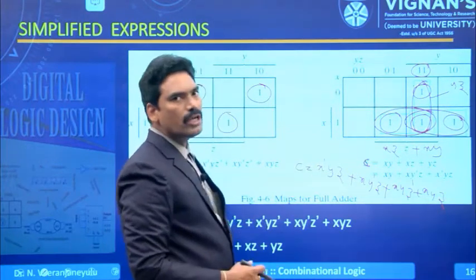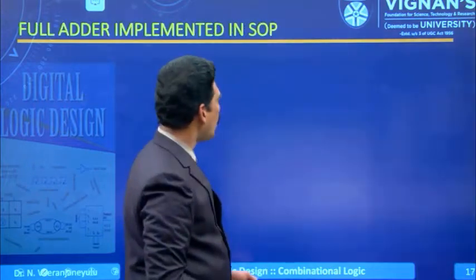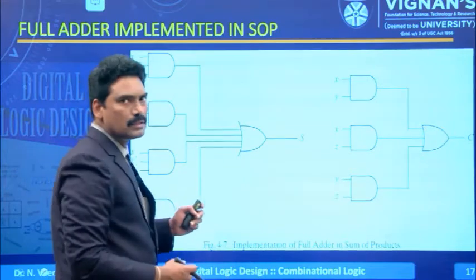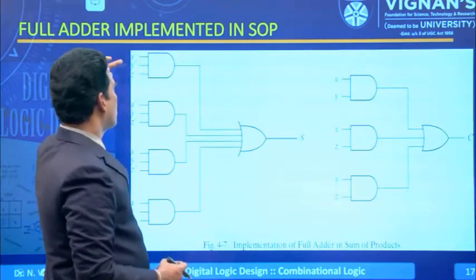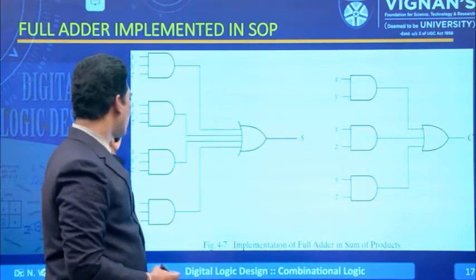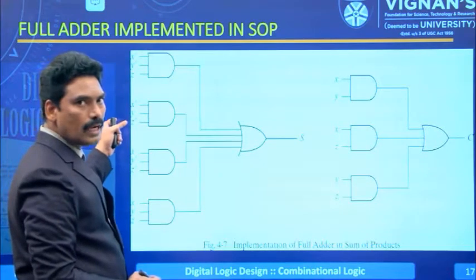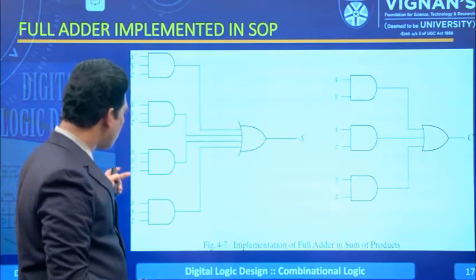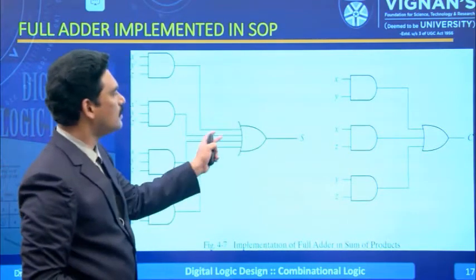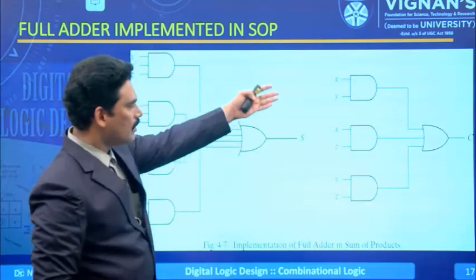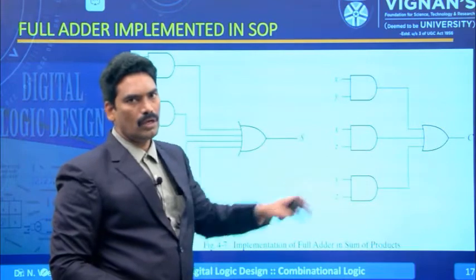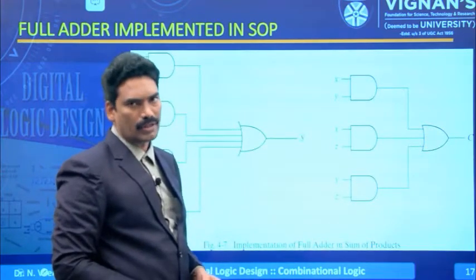So based on this, we are going to draw the logic diagram. The logic diagram is: X bar Y bar Z, AND gate, X bar Y Z bar, AND gate, X Y bar Z bar, AND gate, X Y Z, and this is the OR gate. This is the expression for sum. And for carry, XY, XZ, YZ, AND gates and one OR gate. That is the logic diagram for carry.